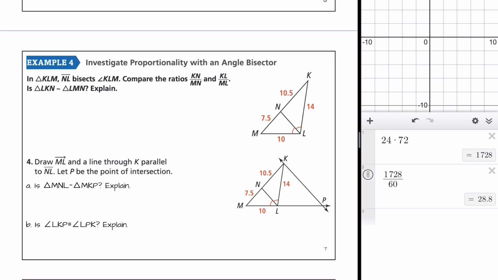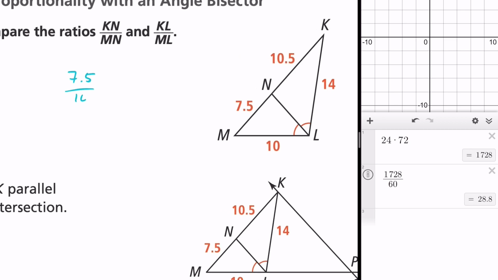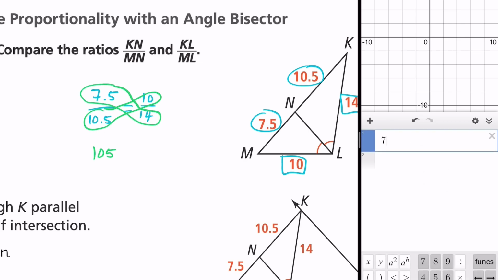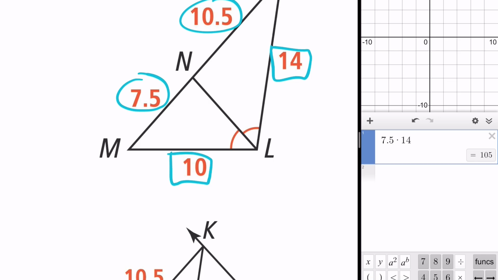So here it wants to know, are they similar? Well, the first thing I'm going to do is just see, are they in ratio with one another? So 7.5 is to 10.5 as 10 is to 14. We want to make sure we're jumping from triangle to triangle because that's what our theorem states, that we should be comparing MN to KN, and then ML to KL. So if I find my cross products, I get 10.5 times 10 is 105. And let's just make sure that 7.5 times 14 is also 105, which it is. So we've demonstrated that we have proportional sides, but the problem is that we do not have a proportional angle.